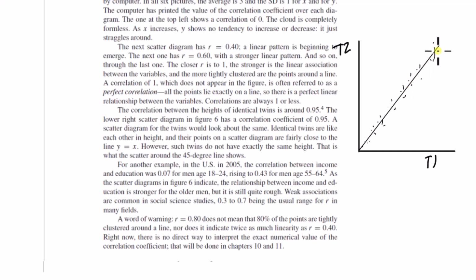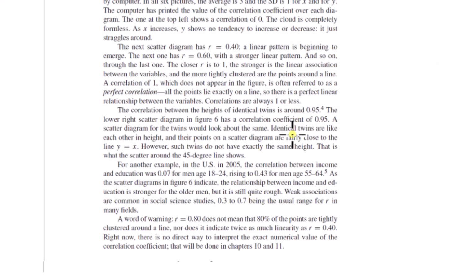That makes sense, right? Identical twins are like the same. They look the same from a physical standpoint, almost identical. But it's not perfect, though. It's 0.95. A scatter diagram for the twins would look about the same.